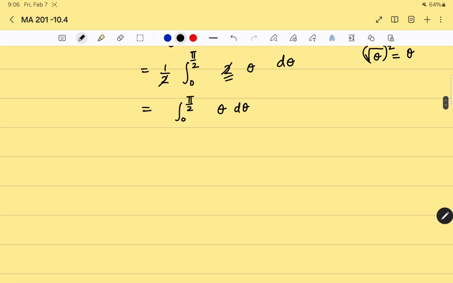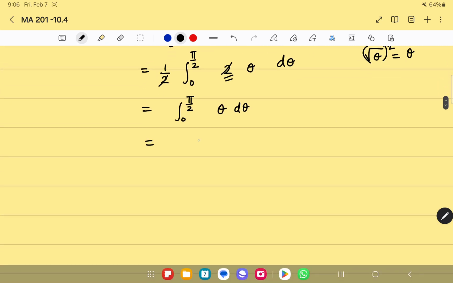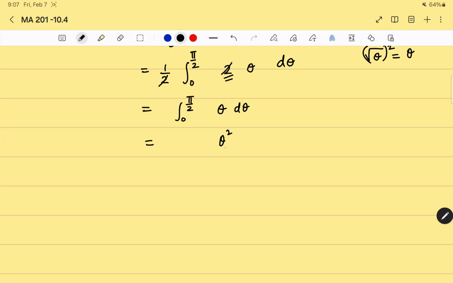So we are going to do the integral. The integral of theta is theta squared divided by 2, from 0 to pi by 2. So this equals 1 by 2 will come out.